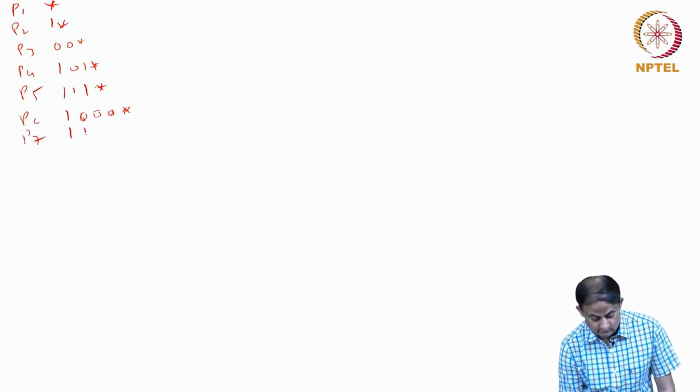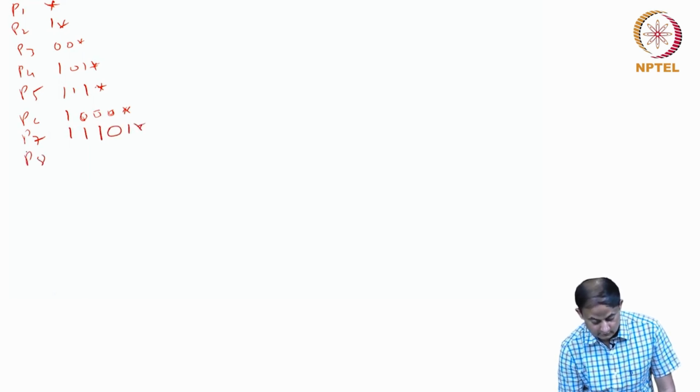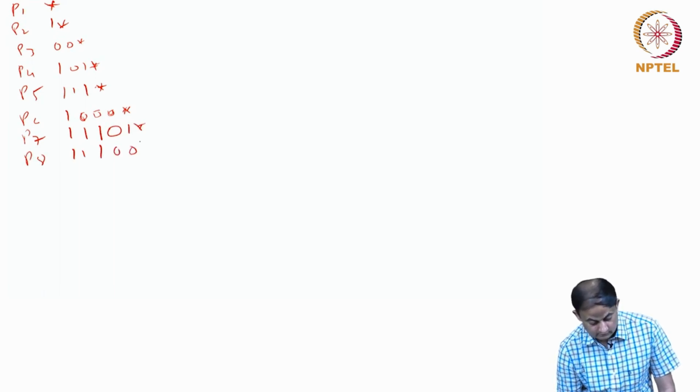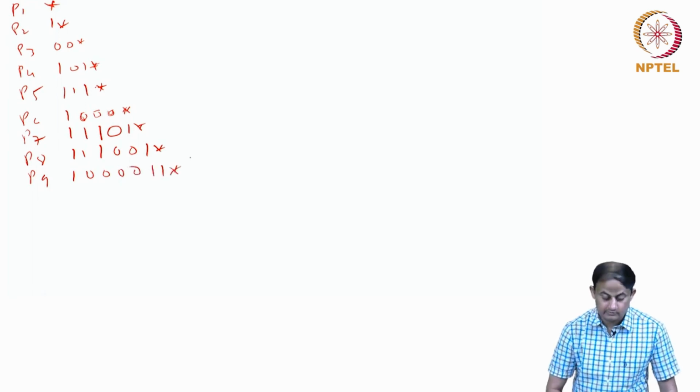P7 is 1 1 0 1 star, and P8 is 1 1 1 0 0 1 star, and P9 is 1 0 0 0 0 1 star.